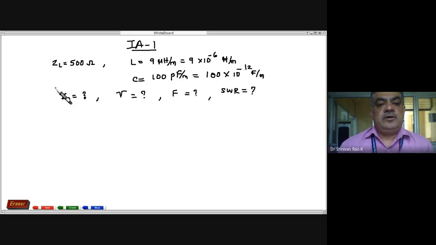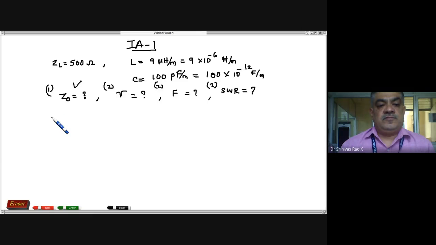I had given 1 mark for this, 2 marks for this, 2 marks for this, and 2 marks for this. So simple. I have mentioned only 3 because for calculation of these 3 we have to anyway calculate Z0. So that's why I have not mentioned it. It was on the back side of them.